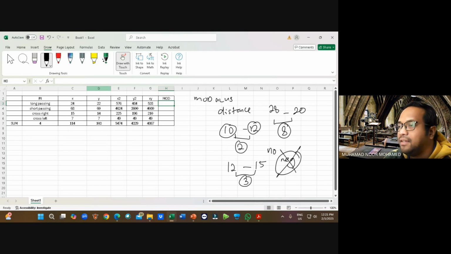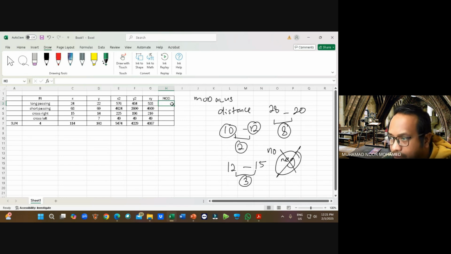For this one, we are going to see the modulus between x and y. So 24 and 22, the modulus is 2, then the modulus is 8, the modulus is 1, and the modulus is 0, where the final one is 11, the sum of modulus. So guys, this box is the first step for you to answer the inter or intra-tester reliability testing. This is the first step for you to conduct reliability testing.